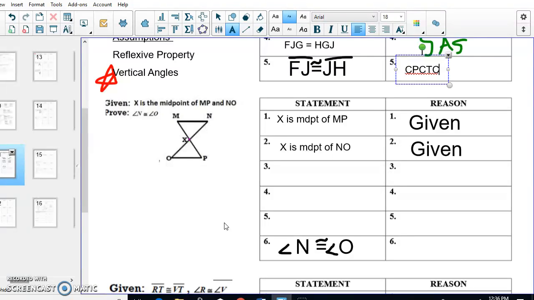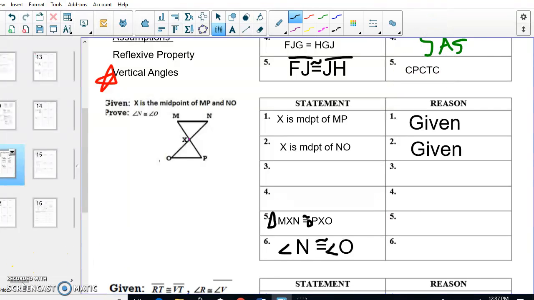I'm going to go through a couple more quick examples for you, and then you'll be able to see a couple more that are already labeled for you. So here, once again, I have my given information listed here, and what I'm trying to prove down here. I know that in order to prove this angle and that angle congruent, I'm also going to have to prove the triangles congruent. So I'm going to add that in here.